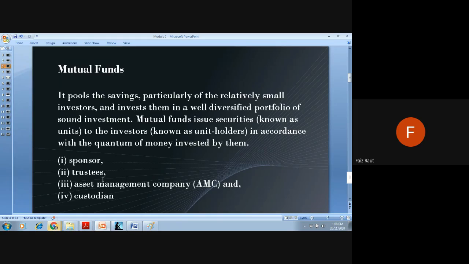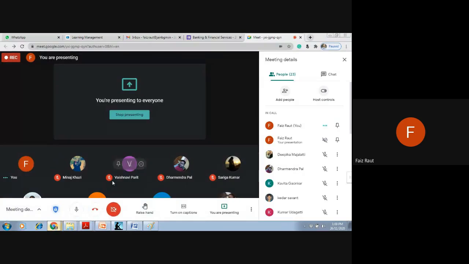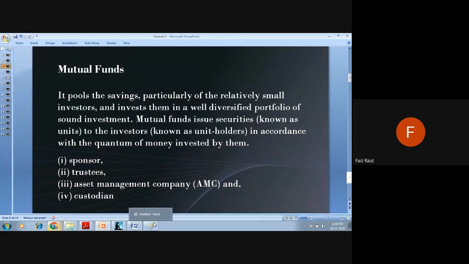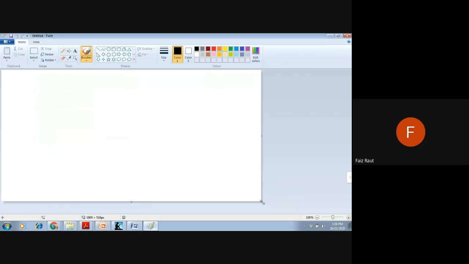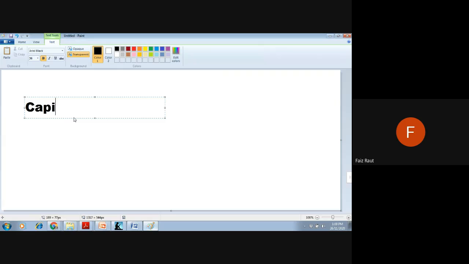Before going any further, I just want to make you understand where we are exactly. Where are mutual funds, and where do we stand? So there is a financial market, and within it, the capital market.